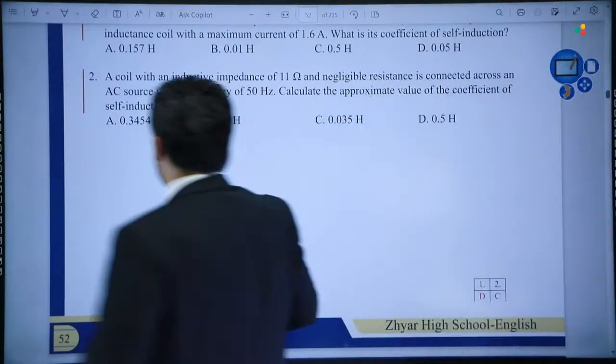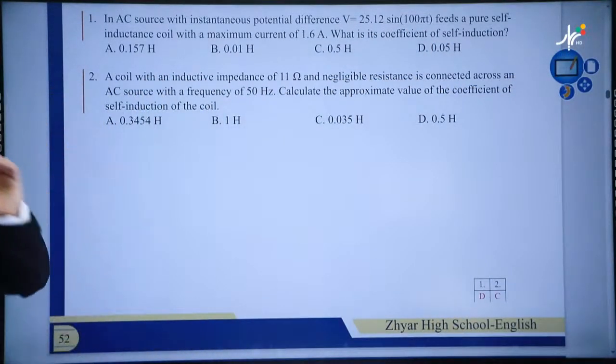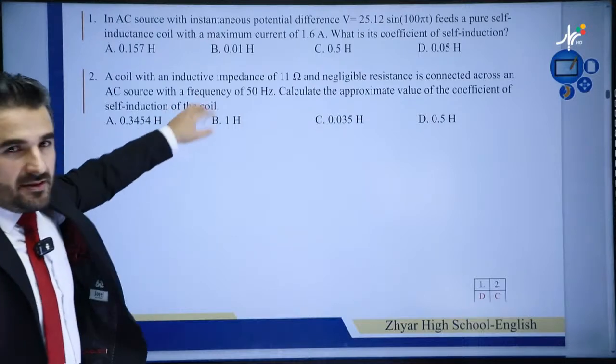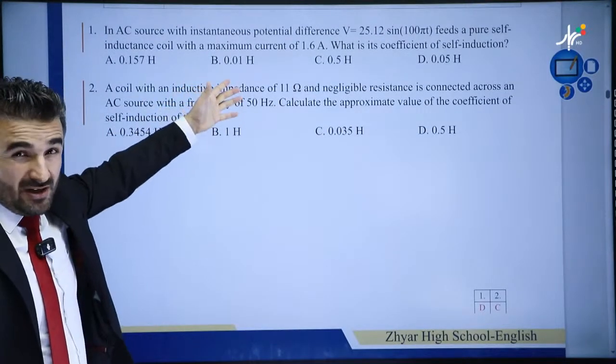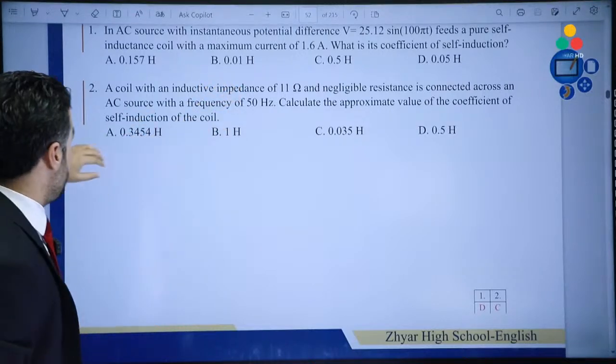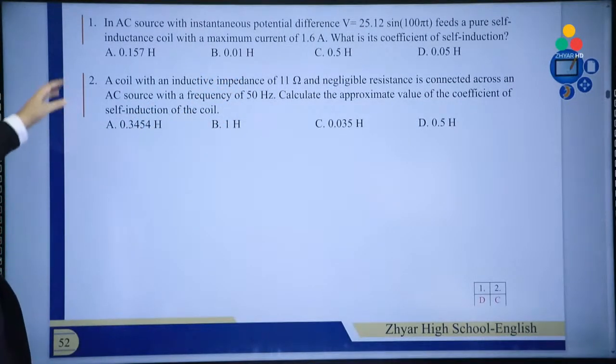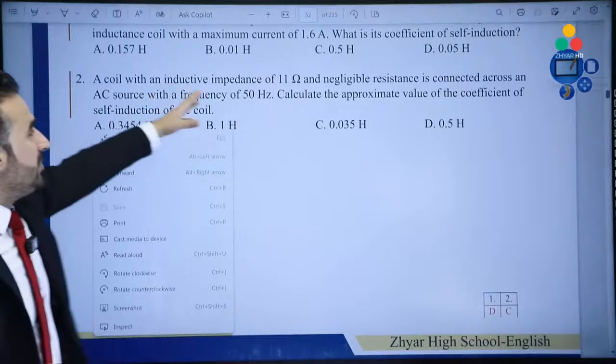Okay, so that was for this one. I wasn't planning to do the next one, but because we've done this one and of course it went wrong a bit, I'll try to do the next one just to make it up for you guys. So it says, a coil with an inductive impedance.